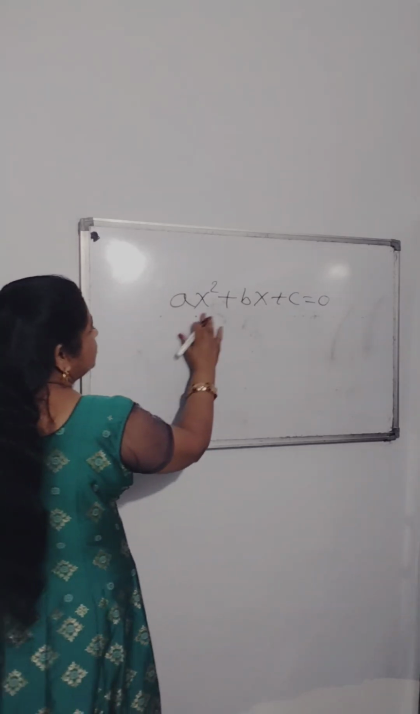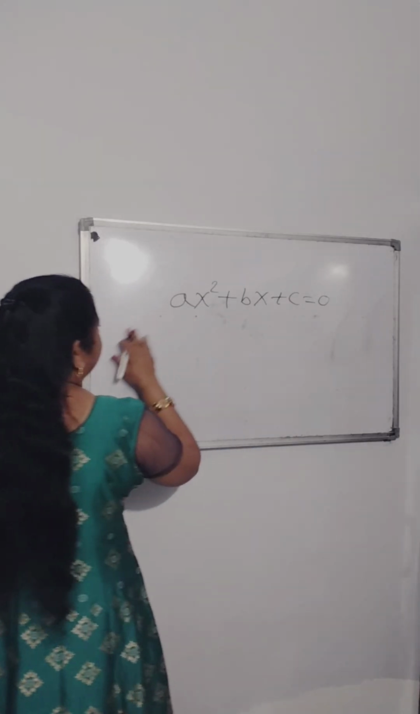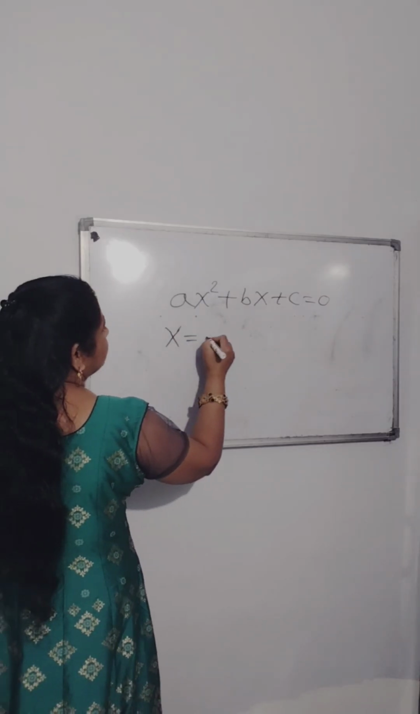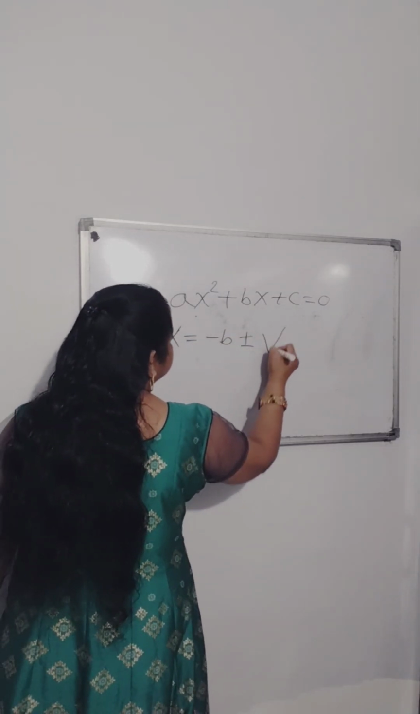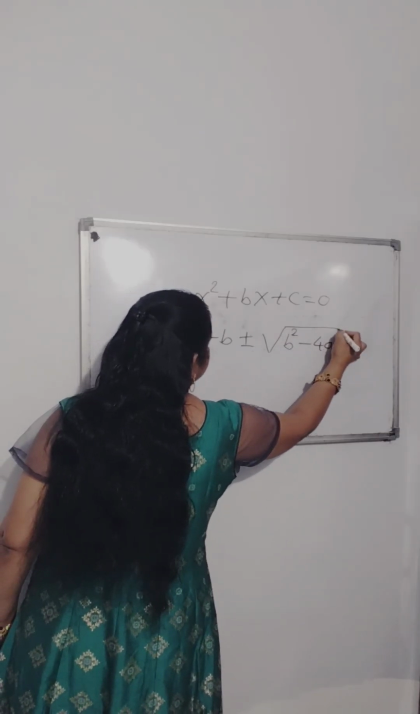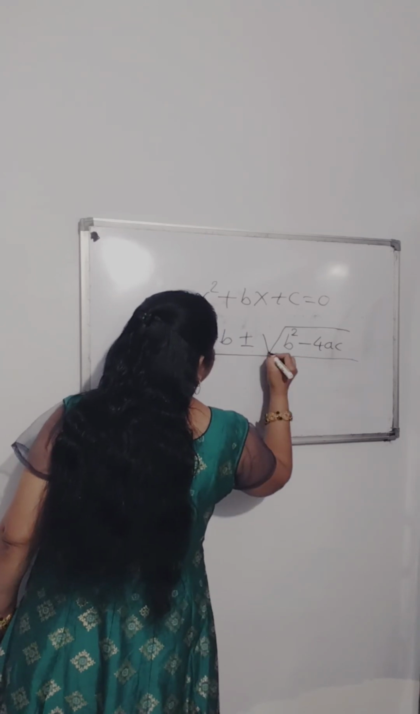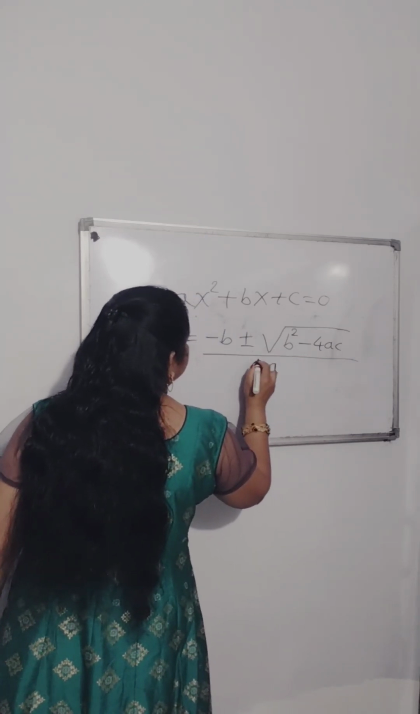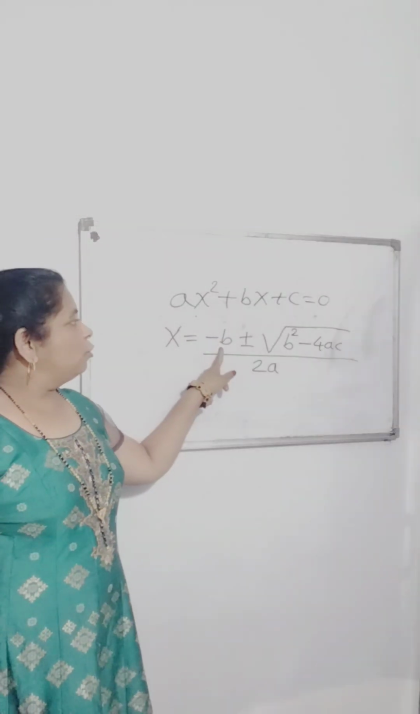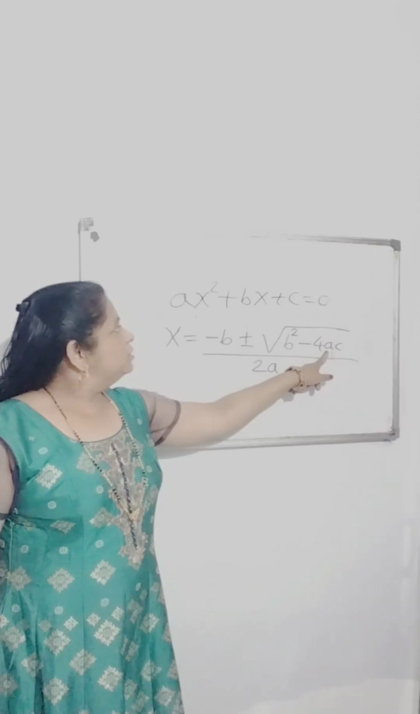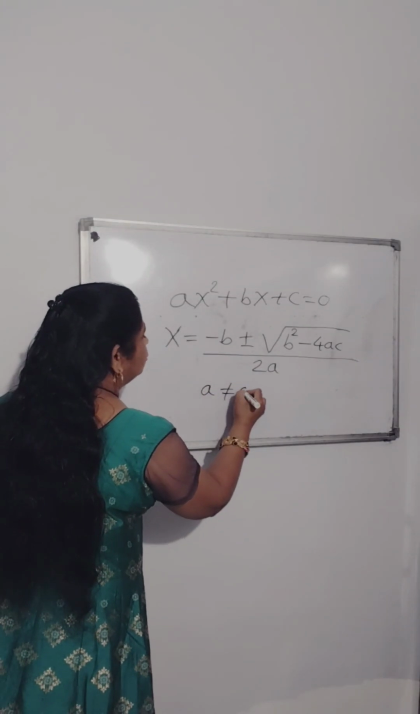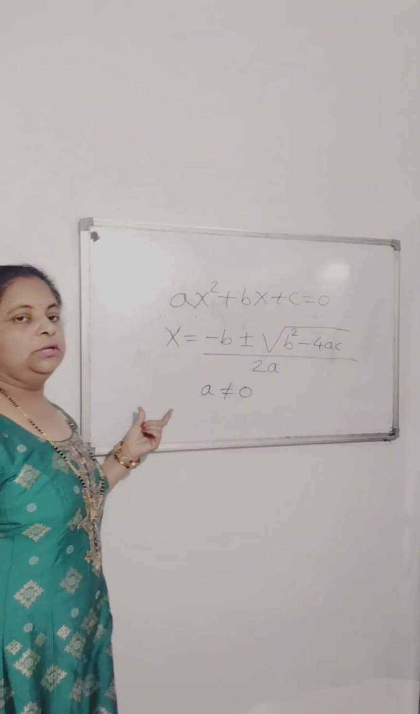The formula which is used to find the values of this quadratic equation is x is equal to minus b plus minus under root of b square minus 4ac upon 2a, where x is unknown, b is the coefficient of x, a is the coefficient of x square, and c is the constant term. Here a should not be equal to 0. This is the condition while using the quadratic formula.